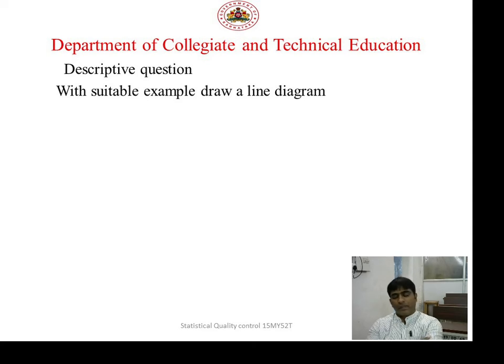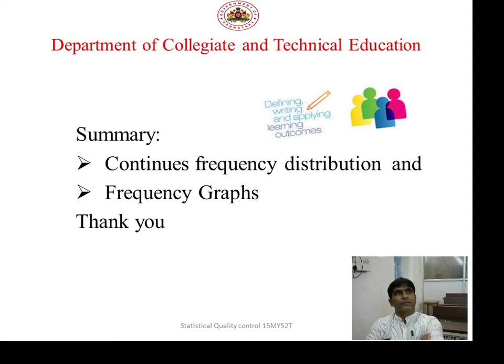Okay, section C. Here we have summarized. I will summarize this session. Here we have studied the continuous frequency distribution and the frequency graph. So what is continuous frequency distribution? It is one used for age, so that none of the values are left out of the frequencies. You should not leave any value out of the classes.